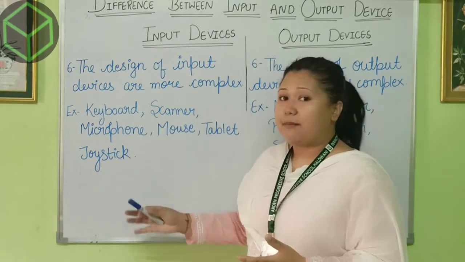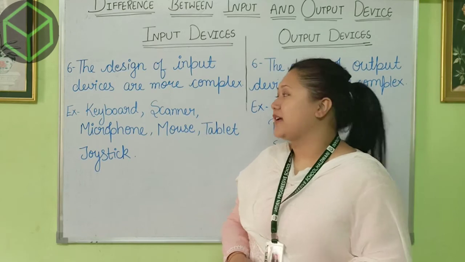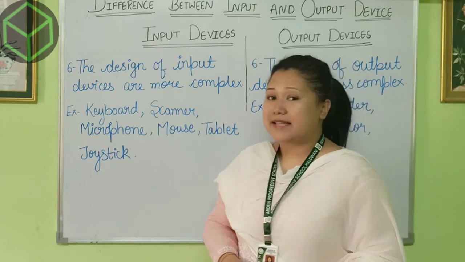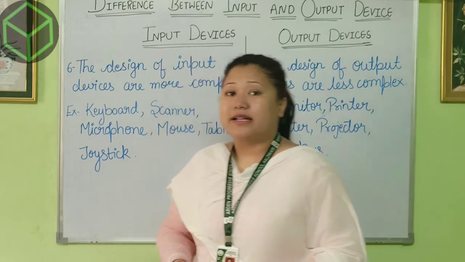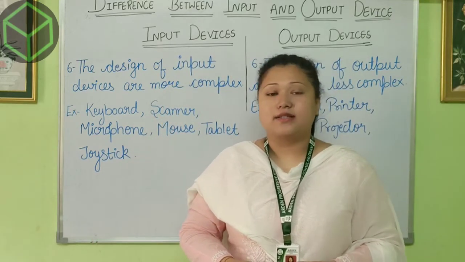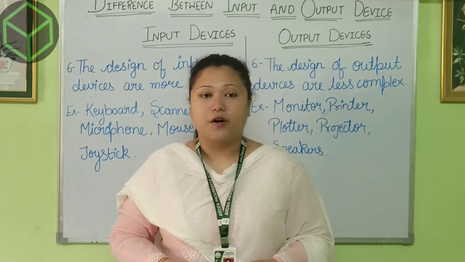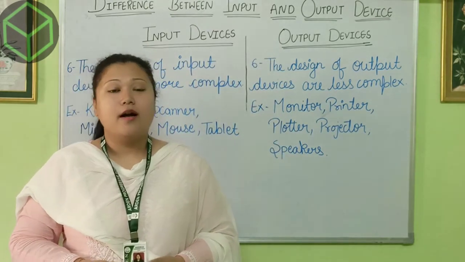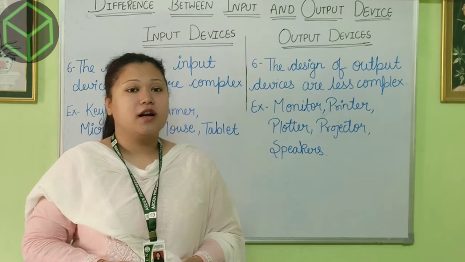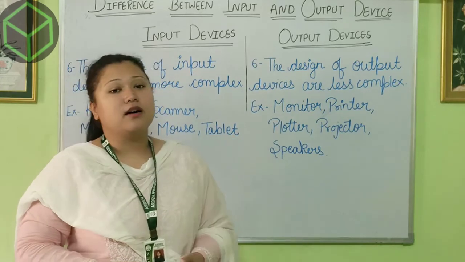Now let's see examples of input devices and output devices. Keyboard, scanner, microphone, mouse, tablet and joysticks. These are the examples of input devices. Whereas monitor, printer, plotter, projector and speakers are the examples of output devices.